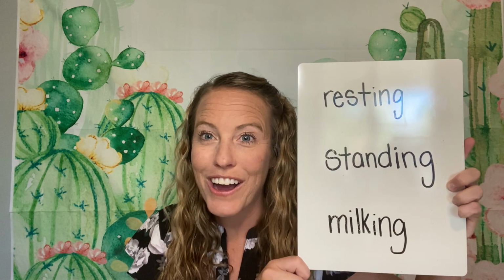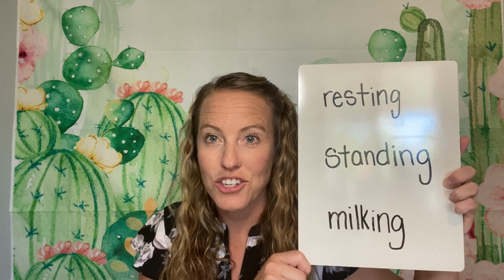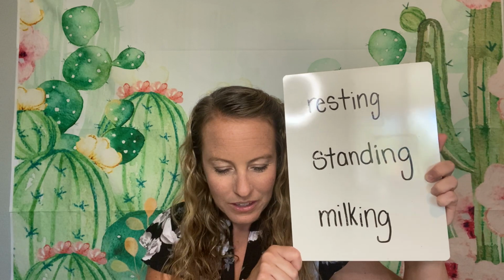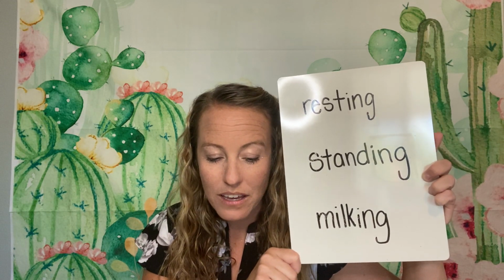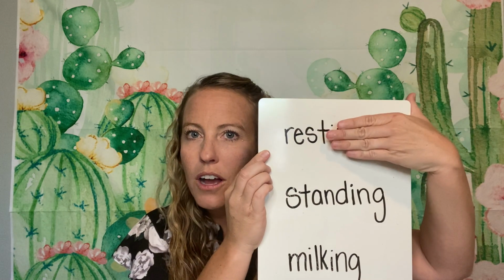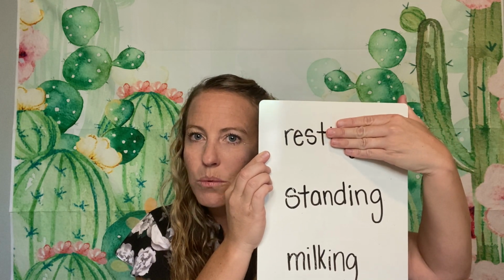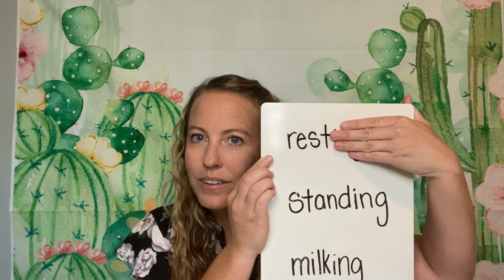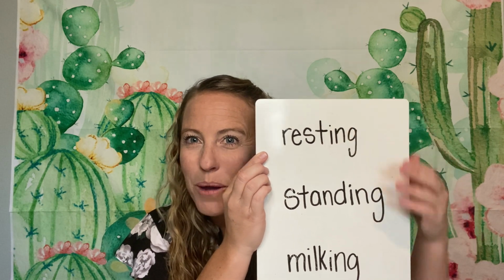How are these words the same? You're right. They all have ing at the end, suffix ing at the end. Can I cover up the ing and still have a root word? Let's take a look. I'm going to cover up ing on this word. And what is the root word? Rest. Good job. So do we still have a word? Yes, we do.